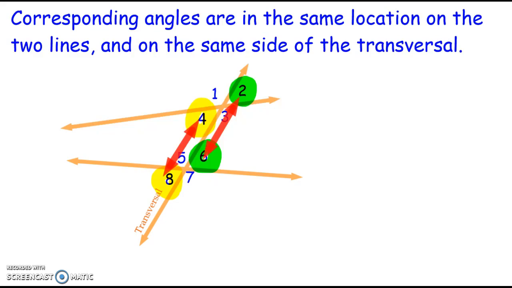These are corresponding angles. Corresponding angles are in the same location on the two lines and on the same side of the transversal. So look, angle 2 is above the line, angle 6 is above the line, and both are on the right side of the transversal. Likewise, angle 4 is under the line, angle 8 is under the line, and both are to the left of the transversal. So they are corresponding angles.